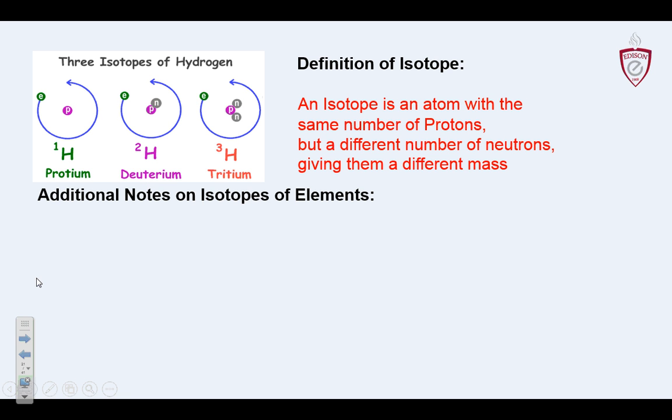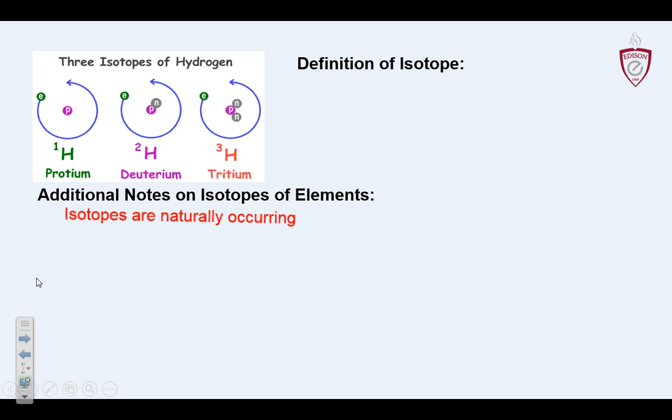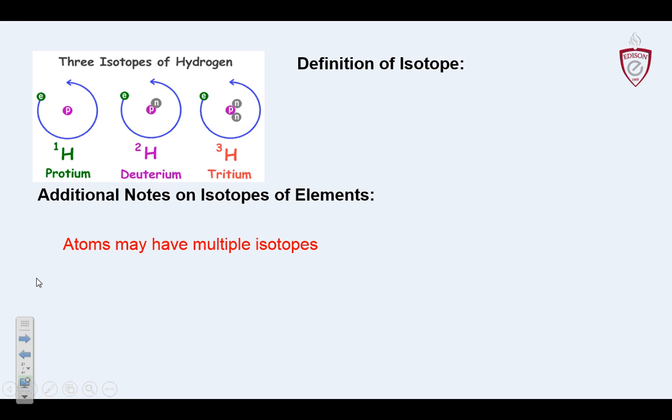Anyways, let's move on with some additional notes on the isotopes. Isotopes are natural. Not all atoms of the same element are identical. John Dalton was wrong. Isotopes occur naturally on our planet. Some elements have multiple isotopes, like in this case of hydrogen we just went through, 3 naturally occurring isotopes of hydrogen.